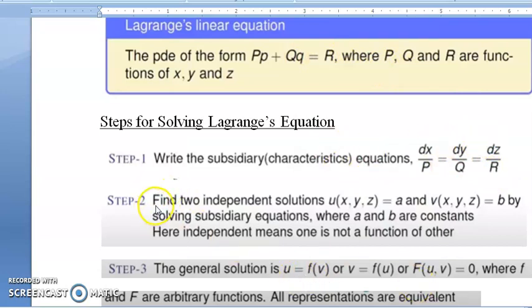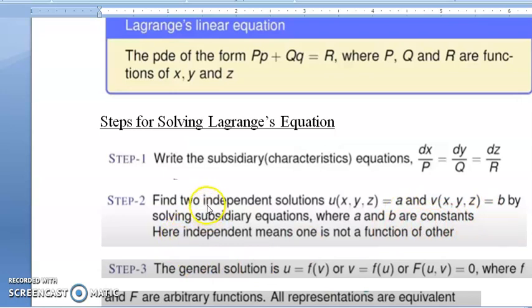Step 2. Find two independent solutions u of x, y, z is equal to a constant, say a, and v of x, y, z is equal to a constant, say b. It may be C1 or C2. So find two independent solutions u of x, y, z is equal to a and v of x, y, z is equal to b by solving the subsidiary equations, where a and b are constants. So you can use the notation C1 or C2 also.